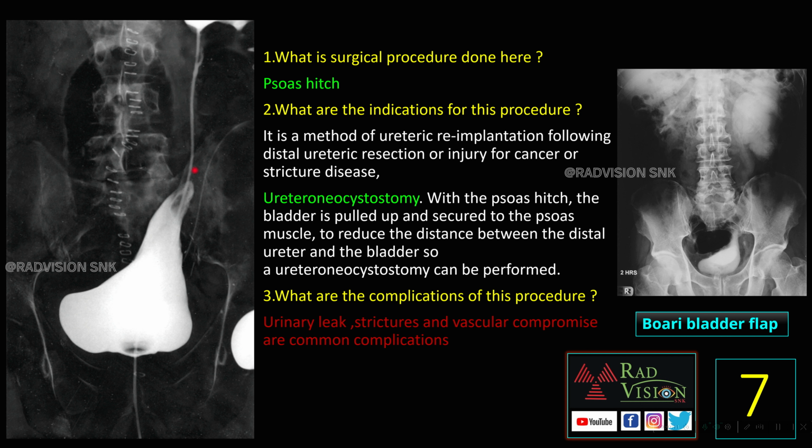Whenever there is a distal ureteric resection, either due to injury or cancers, and the remaining ureter is short and cannot be implanted at the level of the bladder, then the bladder is pulled up and secured to the psoas muscle, so that it decreases the distance between the bladder and the resected ureter. This procedure is done for ureteroneocystostomy. What are the complications of the procedure? Urinary leak, strictures, and vascular compromise are the common complications. So psoas hitch or Boari bladder flap are ureteric reimplantation techniques.